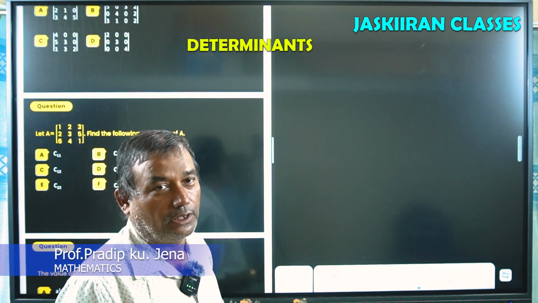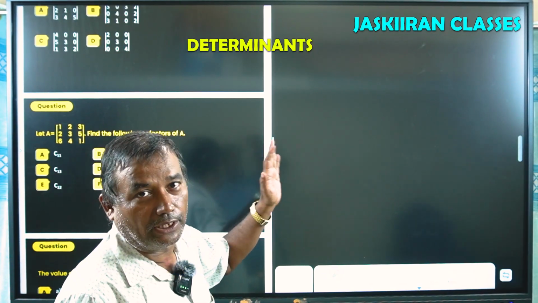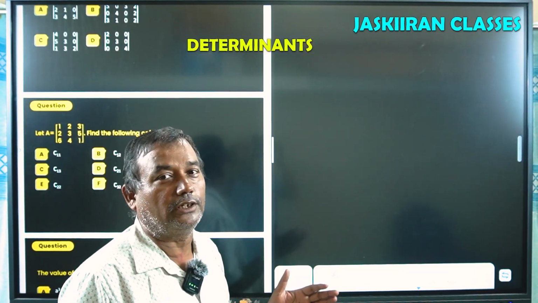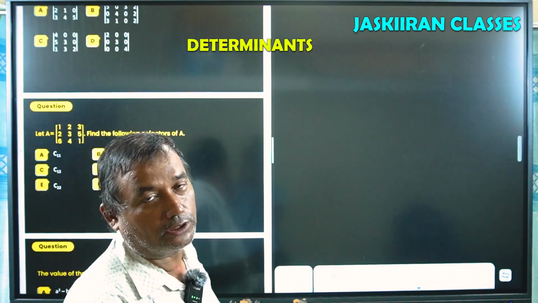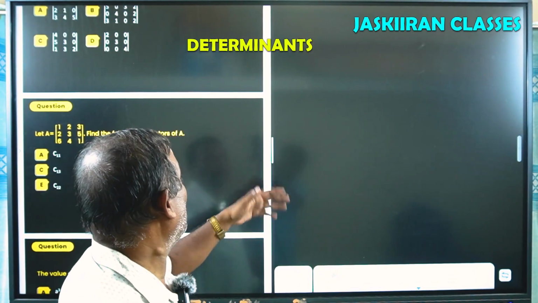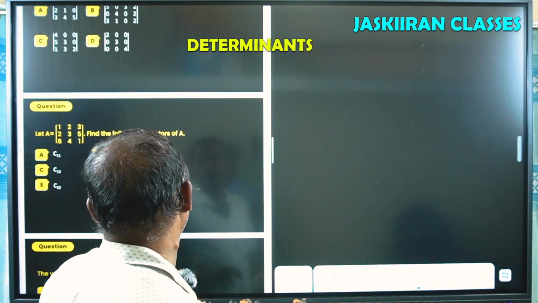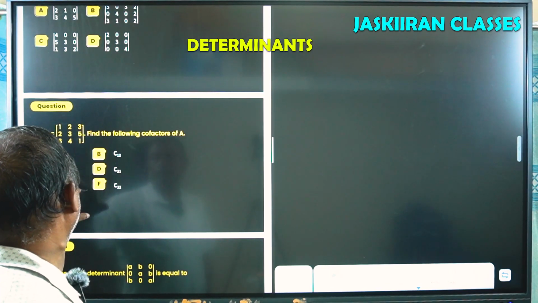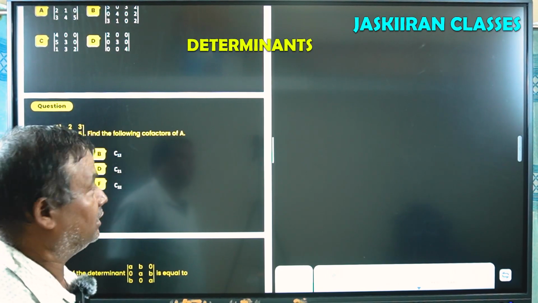In the previous class, I told you what the determinant, minor and cofactor are, and how to solve second order and third order determinants. Now we are discussing cofactors and minors, and how to find the cofactor of these matrices. So, how to find the cofactors C11, C13, C22, C12, C21, and C32.